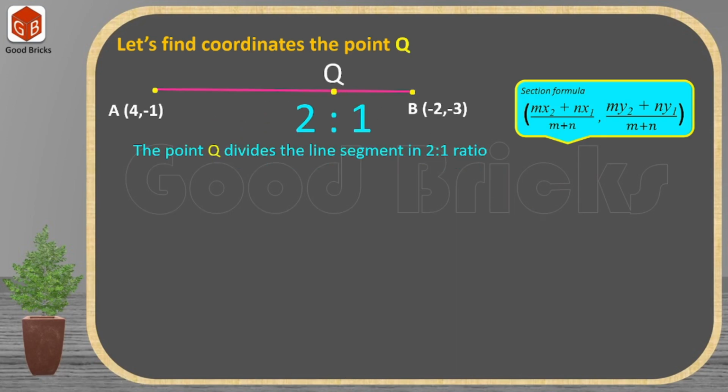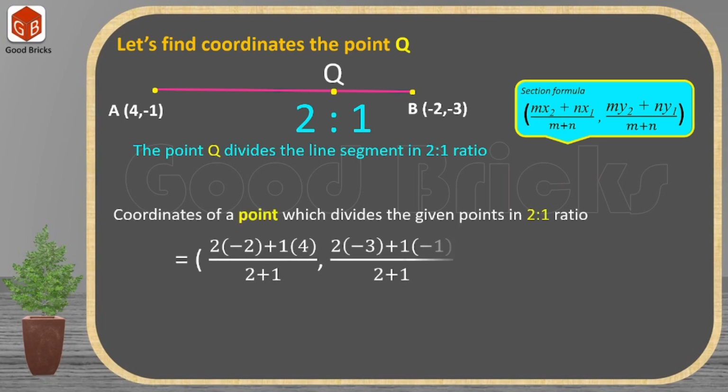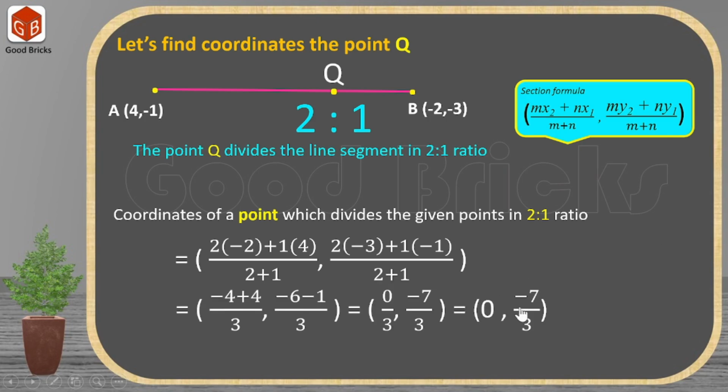Let us find the coordinates of this point Q using this 2:1 ratio. So we can write (2 into minus 2 plus 1 into 4) by (2 plus 1) to get the x coordinate. To get the y coordinate, (2 into minus 3 plus 1 into minus 1) by (2 plus 1). So after simplification, we will get 0 comma minus 7 by 3 as the coordinates of this point Q.